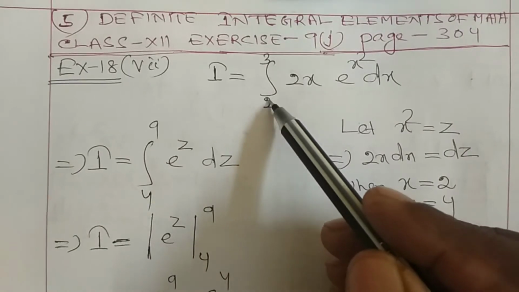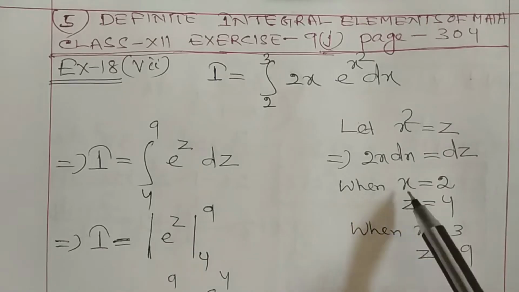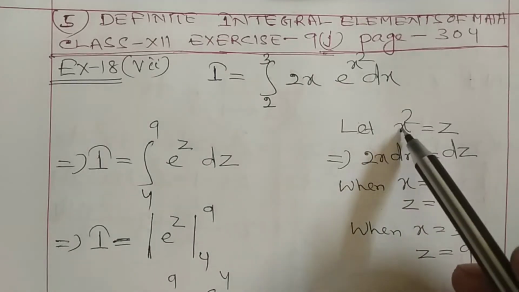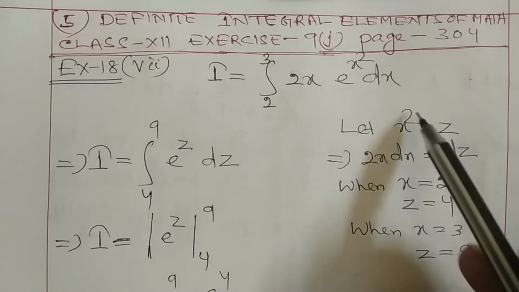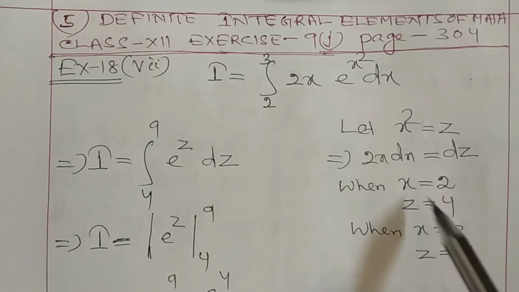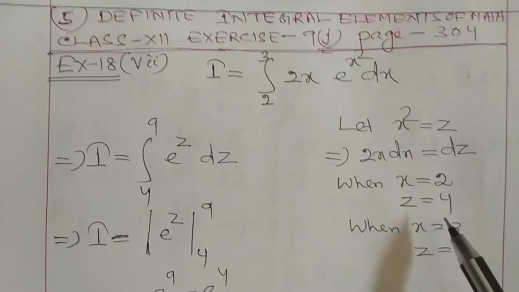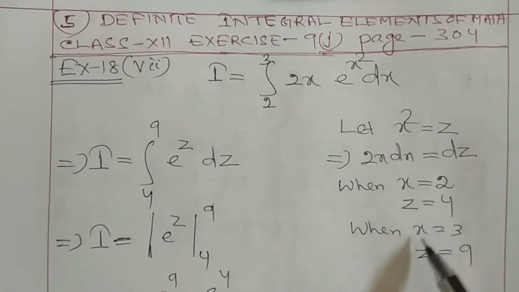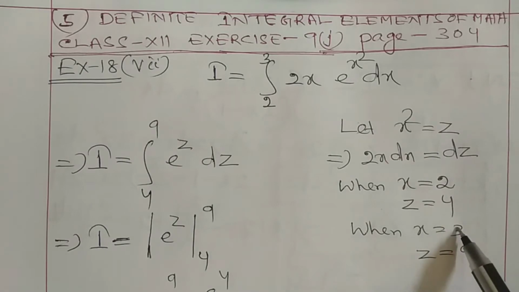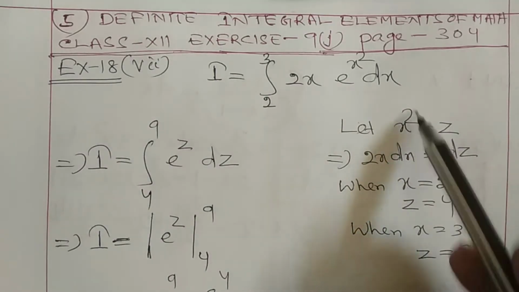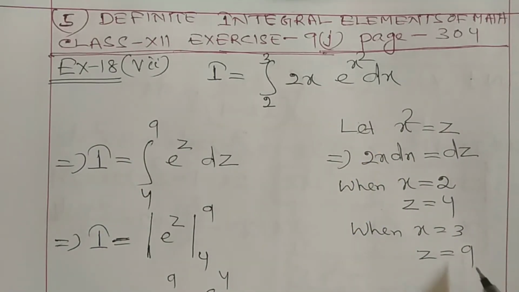Here the range is from 2 to 3. When x is equal to 2, z is equal to 2 square, that is z is equal to 4. So when x is equal to 2, z is equal to 4. Again for x is equal to 3, z is equal to 3 square, that is 9. So z is equal to 9.